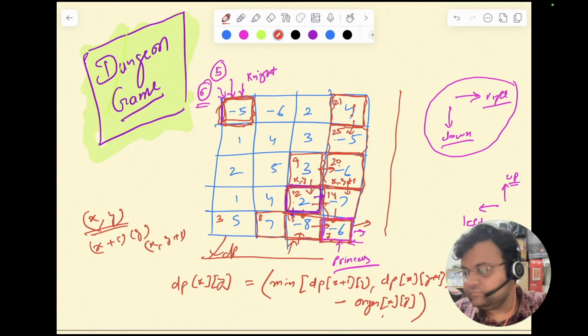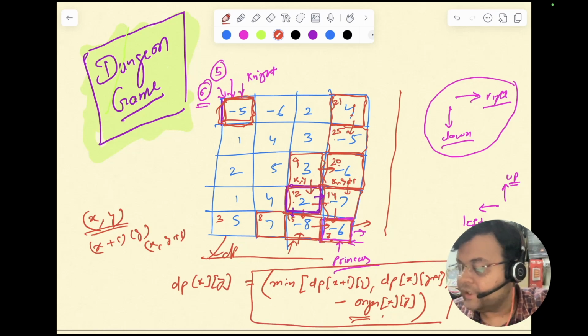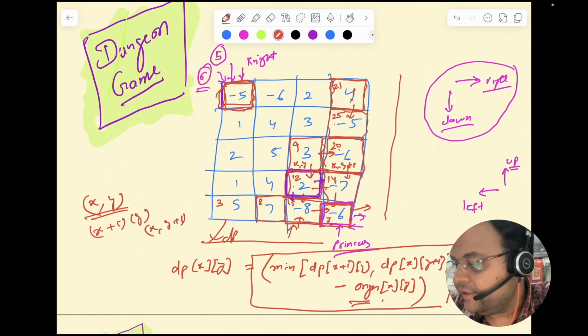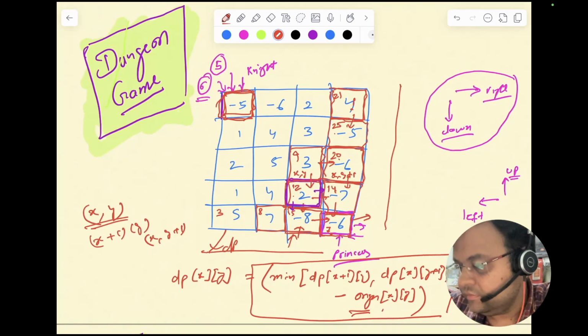Now it could happen that when we subtract this, this whole value will be negative, or 0. So in that case our answer should be 1, correct, since we need at least a health of 1 unit to survive, so it should not be negative. Okay, so that's the approach that we came up with. Let's try to code it now.